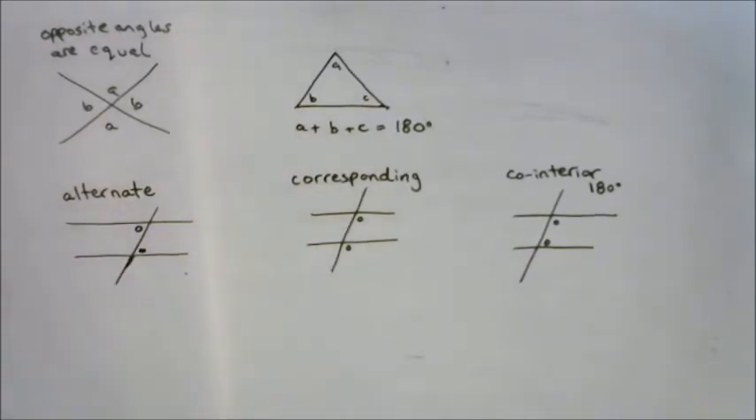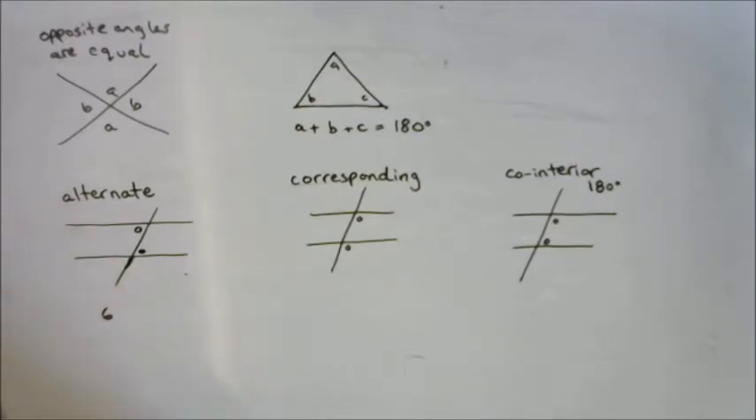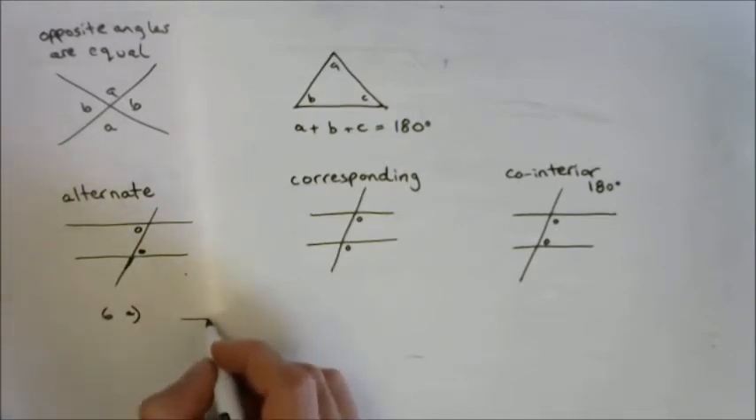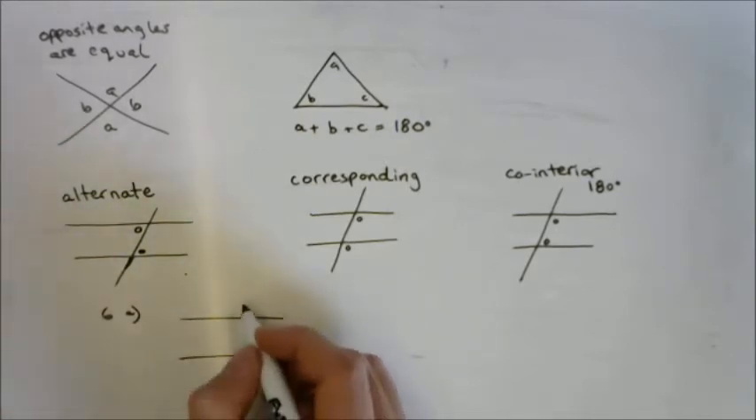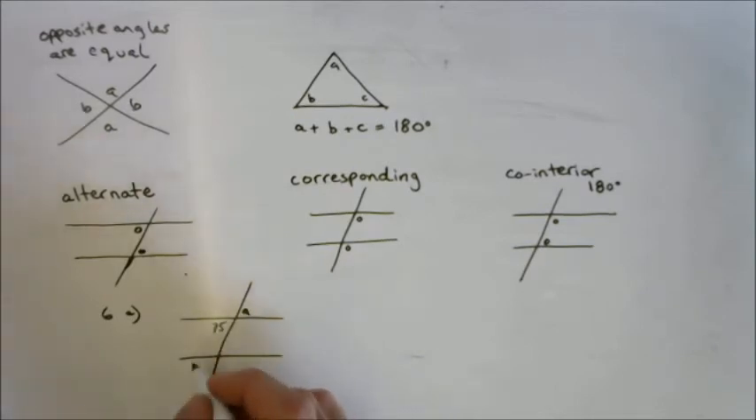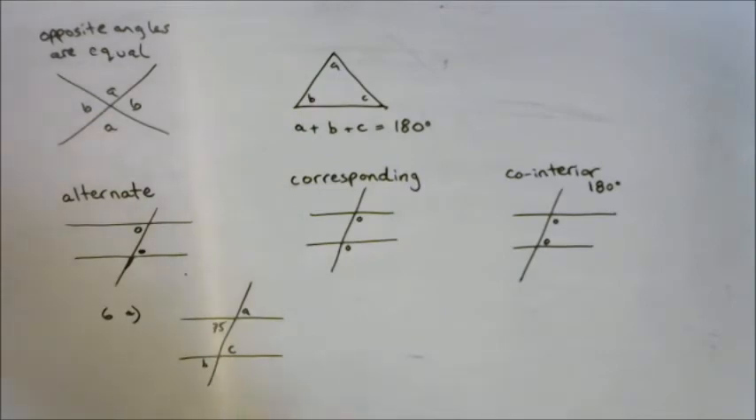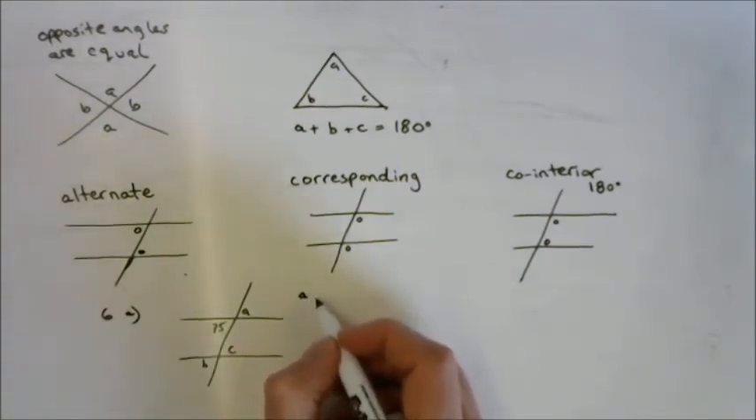Number 6 says, find the measures of angles A, B, and C in each diagram, and then give reasons for each answer. Let's give everyone a second to think about it. You have to give reasons, so you're using the words alternate, corresponding, co-interior. So who would like to give us A?